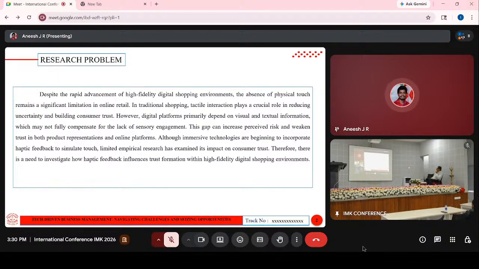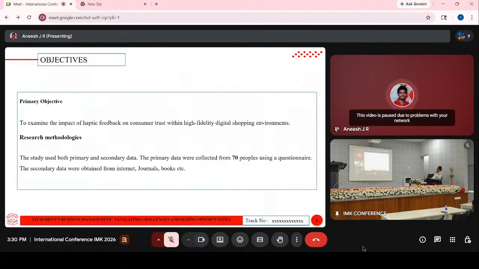Although immersive technologies are using haptic feedback to stimulate touch, limited empirical research has examined its impact on consumers. Therefore, there is a need to investigate how haptic feedback influences trust formation within high-fidelity digital shopping environments. The primary objective is to examine the impact of haptic feedback on consumer trust within high-fidelity digital shopping environments. So, research methodology: the study uses both primary and secondary data.